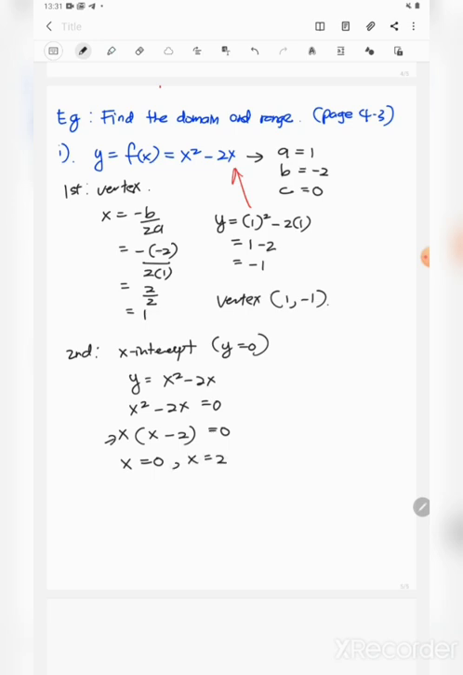Okay, so this value means this is the x-intercept. For the vertex, we have the coordinate for the vertex 1, negative 1. Now step number 3, you have to sketch the graph.